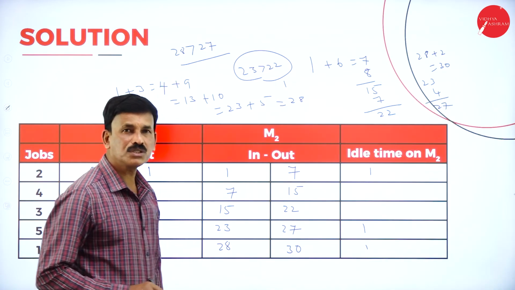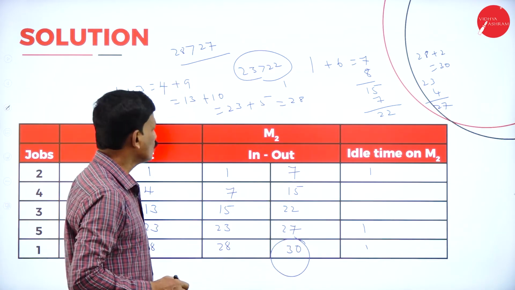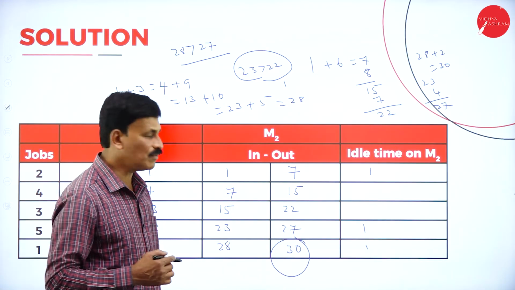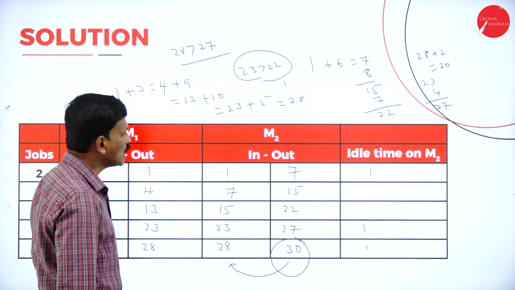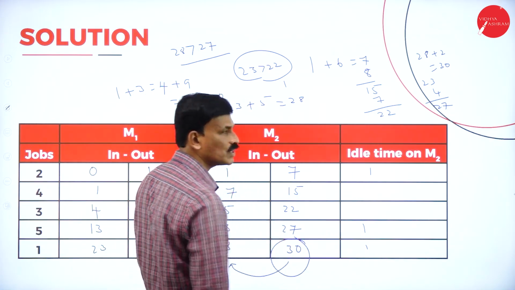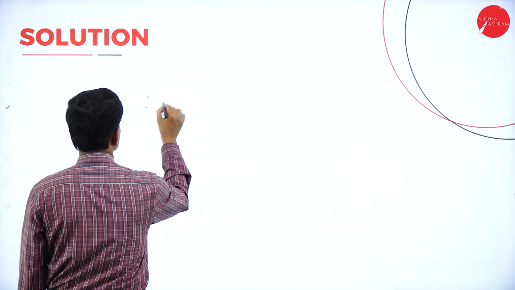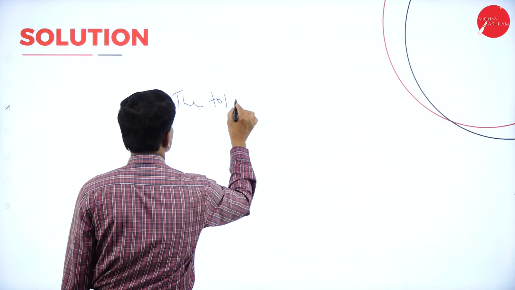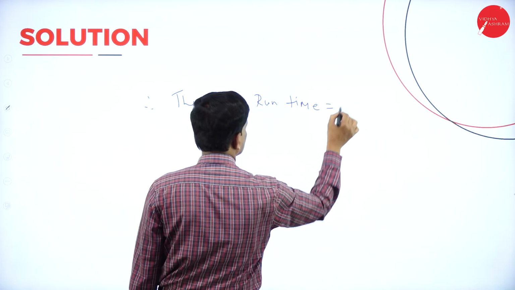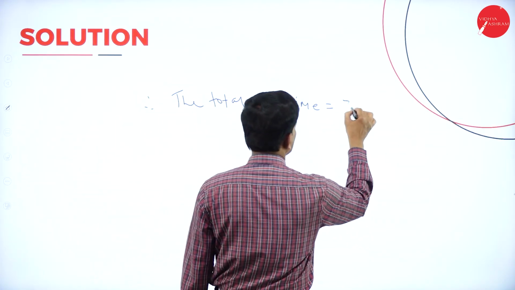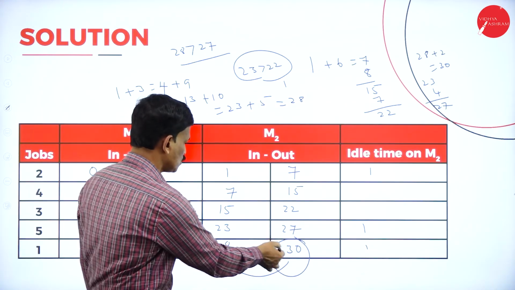Okay. Now here the total time elapsed is 30 hours for the machine 2. Idle time for the machine M1 is 30 minus 28 is 2. And total idle time for machine 2 is 1 plus 1 plus 1, that's equal to 3. That's it. So I will write in the next line. So therefore, the total run time is equal to 30 hours. So the total run time is 30 hours. Correct. See here, this is the total run time.